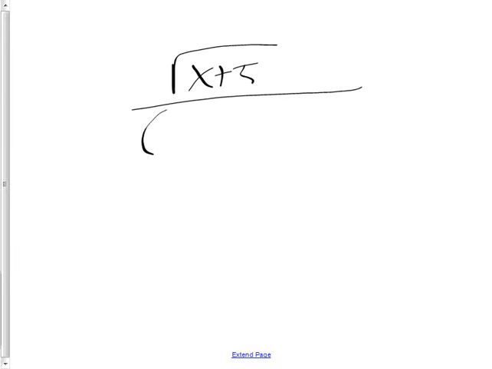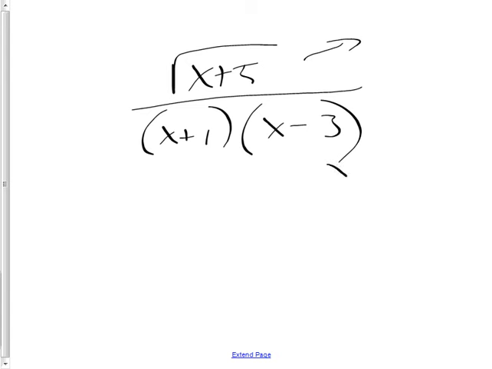Domain algebraically. So if you've got this, you've got 3 important numbers to put on the number line. Then you got to test around them. Give it a shot. Remember, this one always gets set greater than or equal to 0, and these are not equal to 0.